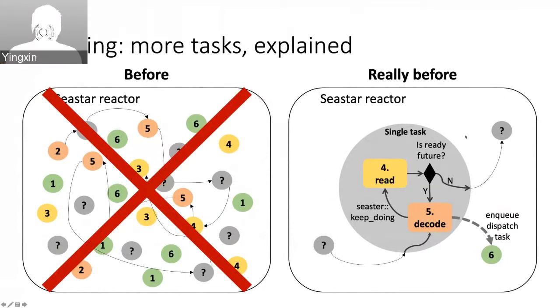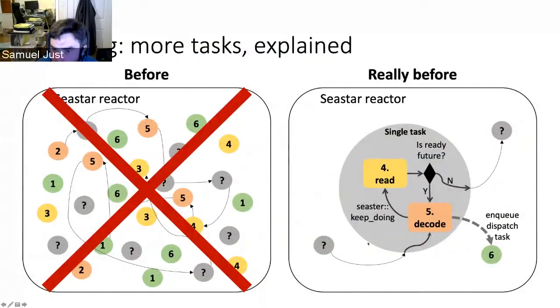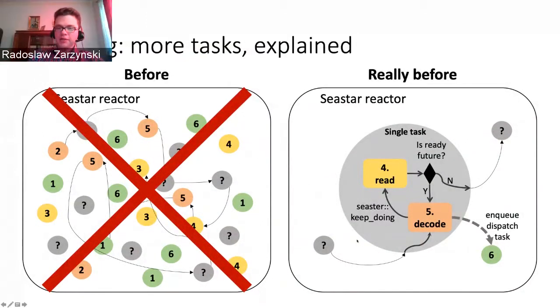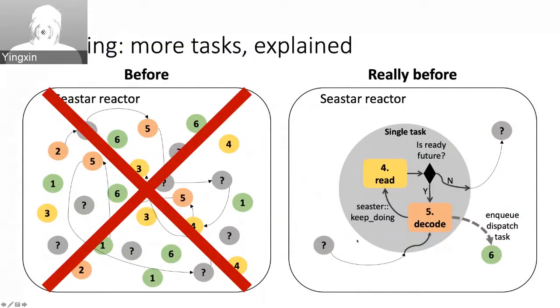The stage will cut this into two different tasks, but the read will directly call decode, and it will decode in the same task with the application queue. So there is no chance that decode will jump in between different reads and pollute your instruction cache. Yeah.